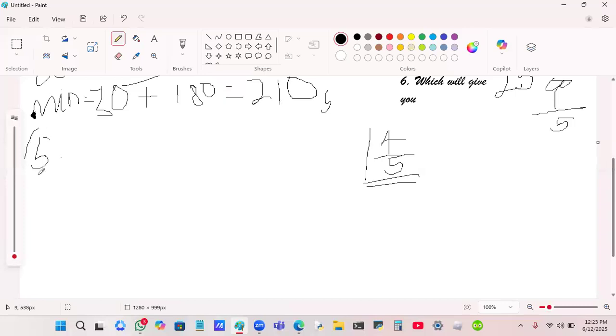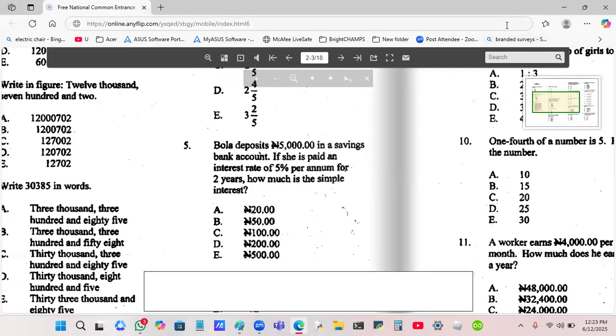Do I need to write it down, or can I just talk, say how to get it? Read the question first. Let's hear it. Bola deposits 5,000 naira in a savings bank account. If she is paid an interest rate of 5% per annum for 2 years, how much is the simple interest?